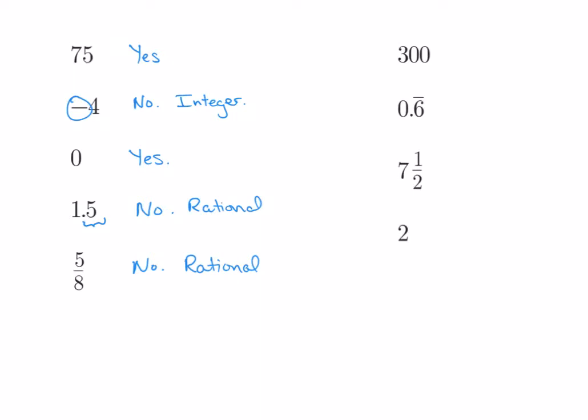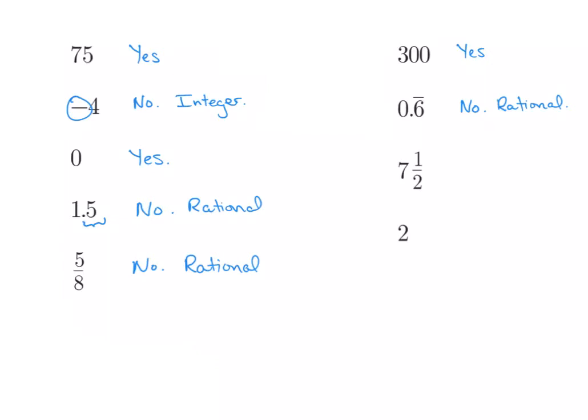300, is 300 a natural number? Is 300 a whole number? Yes, it is. It's a little bit large, but it is a whole number. It is not negative, it's not a fraction, and it's not a decimal. 0.6 with a bar on top, this is not a whole number. We will look at these later when we talk about decimals, but this is known as a rational number.